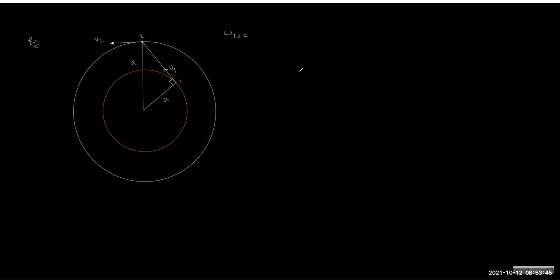Sir, the A is the length. Yeah, A. Oh, sorry, my bad. This is A and B actually. So the bigger radius is A and the small radius is B. The situation is described by this diagram. So you're supposed to calculate the omega 2 with respect to omega 1.